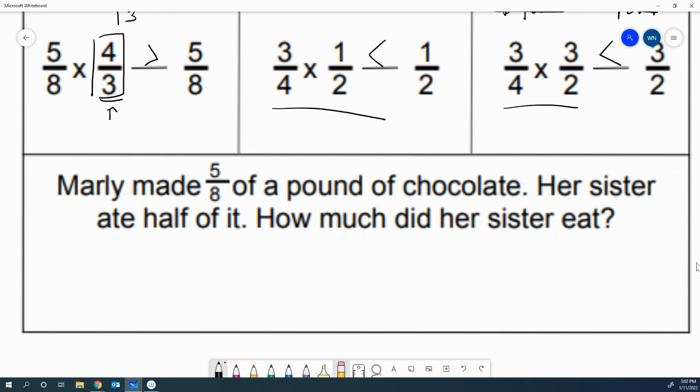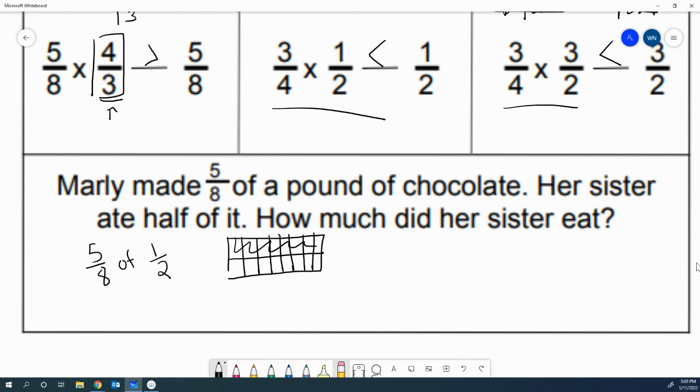Try it out. This says Marley made 5/8 of a pound of chocolate. Her sister ate half of it. How much did her sister eat? So we want to find 5/8 of 1/2. So I could draw my picture. And I can say, okay, I want to divide this into 8s. 1, 2, 3, 4, 5, 6, 7, 8. That's into 8s. And if she ate half of it, then she ate that much.